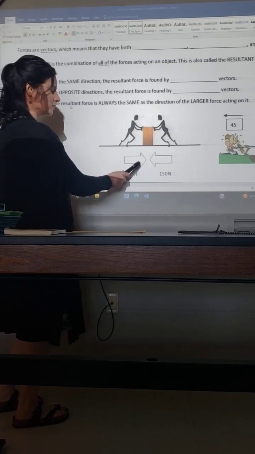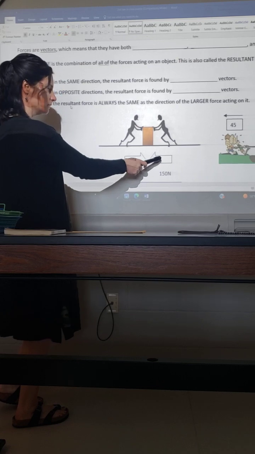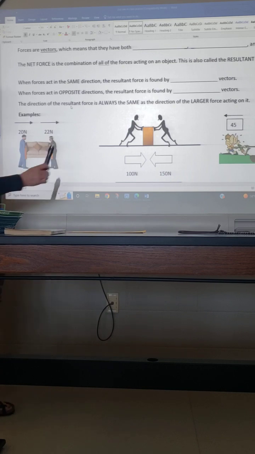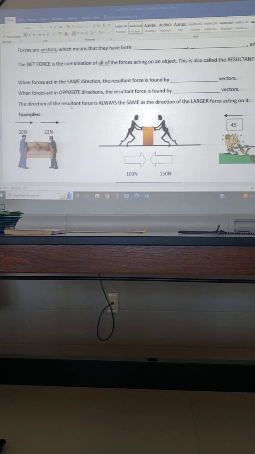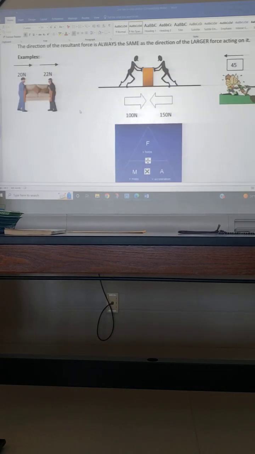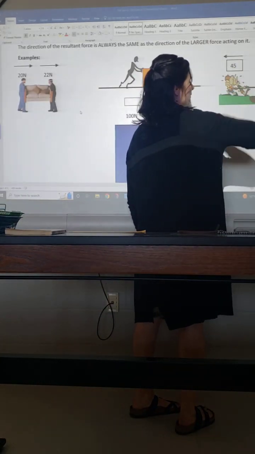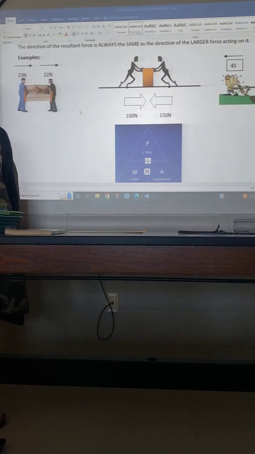These arrows, I actually should have made this arrow bigger because that's the stronger force, so that vector should have been bigger. So it's not perfectly accurate, but opposite directions, we subtract them, so we get what? 50 to the left. Good, 50 newtons to the left. Now they're equal, 45 newtons left, 45 newtons right, opposite directions, subtract them, still 0.